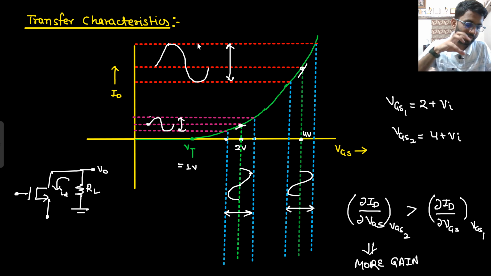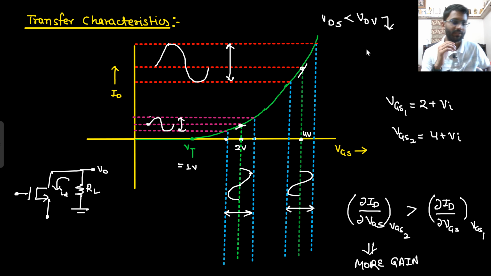Now the thing is, if I keep on increasing my VGS value, what will happen? V overdrive will increase. If V overdrive increases, that means VDS will be lesser than V overdrive, so the transistor will go out of saturation. If I keep on increasing my VGS, my V overdrive will increase, and VDS is small only. So my transistor will fall out of the saturation region and I cannot operate it as an amplifier.